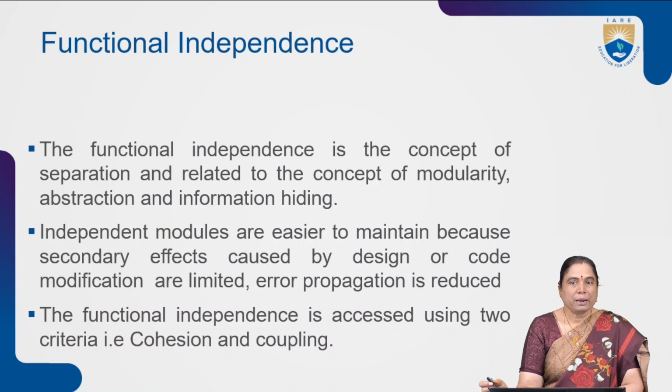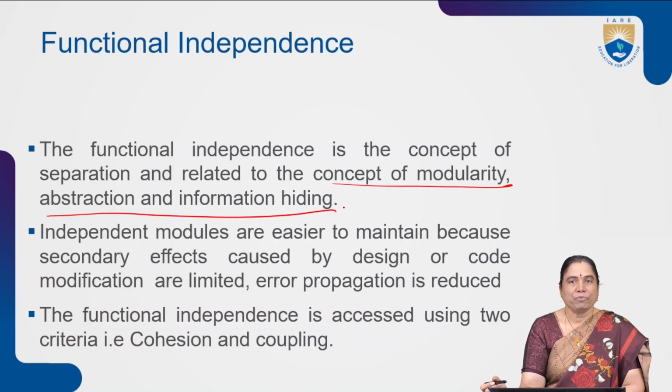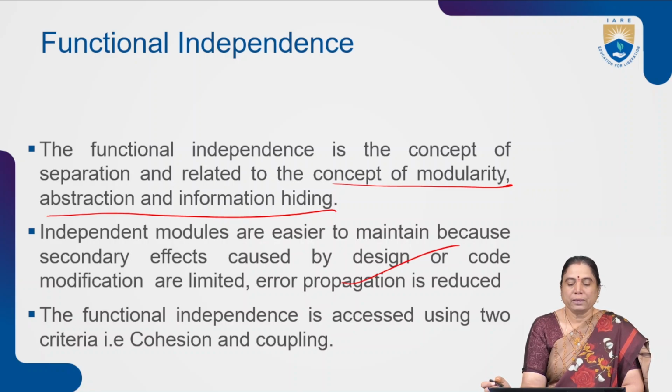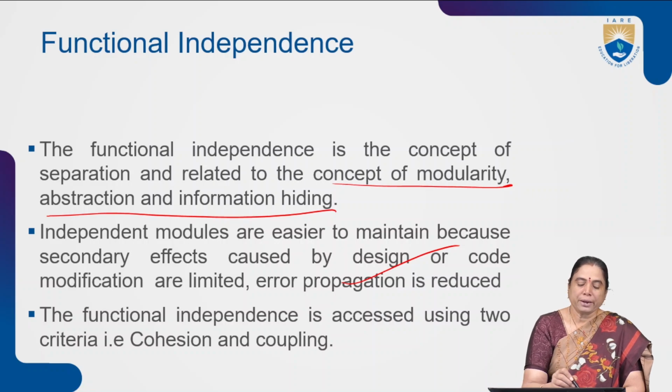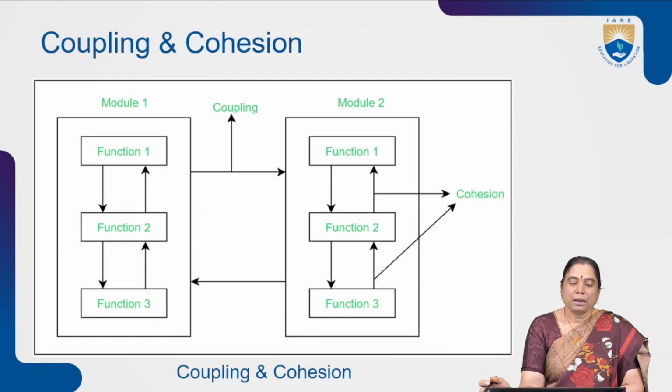So what is functional independence? Functional independence is the concept of separation and is related to the concept of modularity, abstraction and information hiding. Independent modules are easier to maintain because secondary effects caused by design or code modifications are limited. Error propagation is greatly reduced. Functional independence is assessed using two criteria, coupling and cohesion. What are coupling and cohesion?